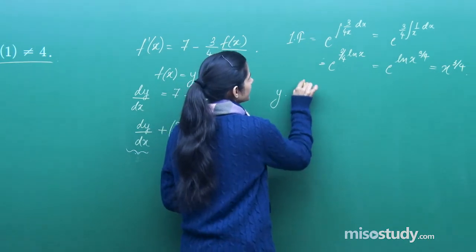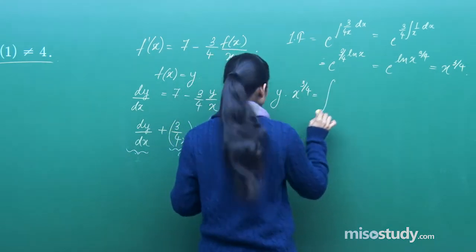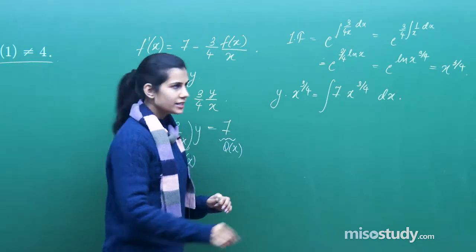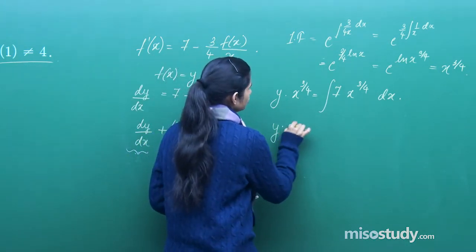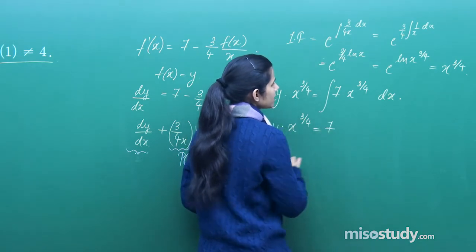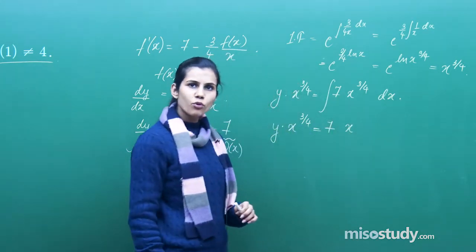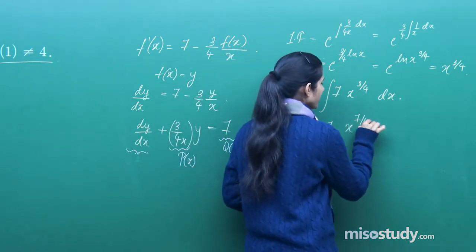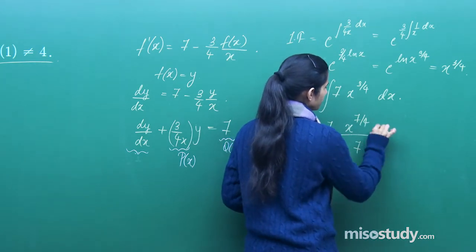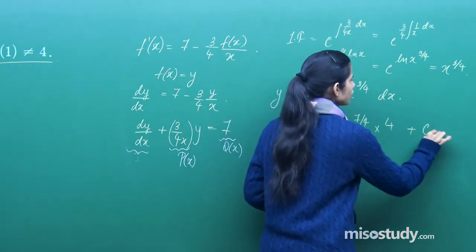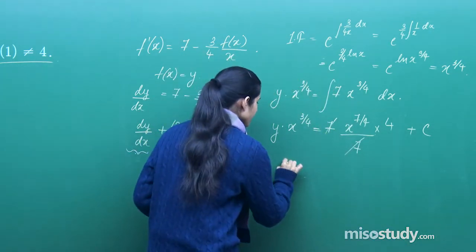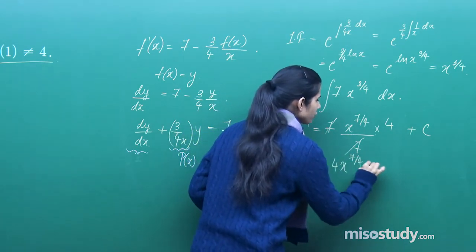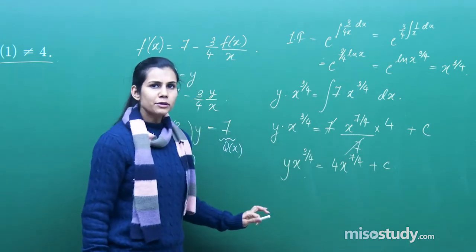Y into integrating factor is equal to integration of q into integrating factor, right? This will be y into x to the power 3 by 4. 7 comes outside, integration of this is x to the power 3 by 4 plus 1, which means 3 plus 4 whole upon 4, which means 7 upon 4 whole upon 7 upon 4. So, this 7 cancels out, plus c, right? So, you will have y into x to the power 3 by 4 equals 4x to the power 7 by 4 plus c. But till now I have not been able to take out my f of x from here.